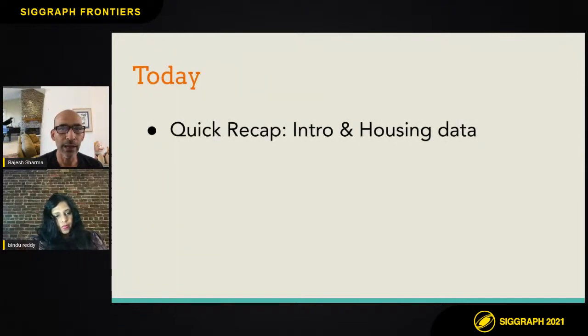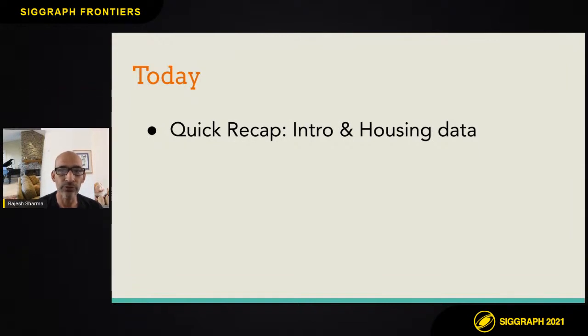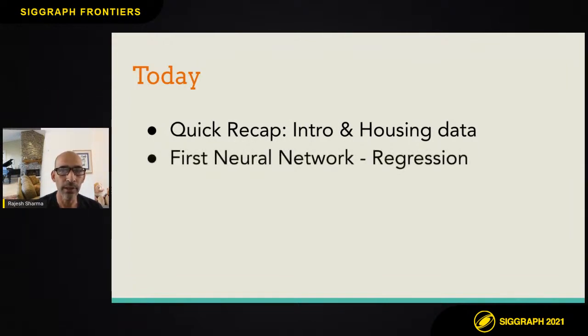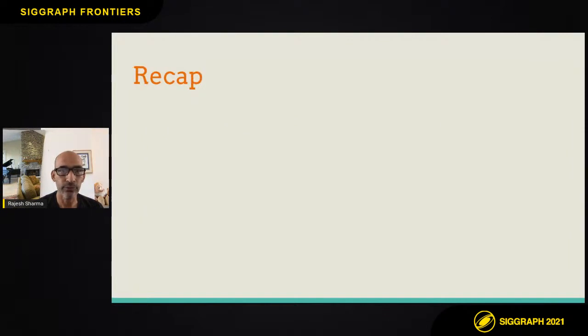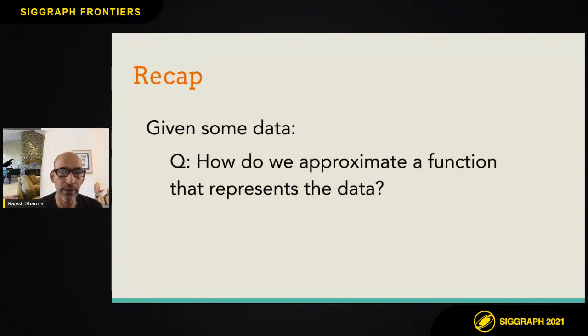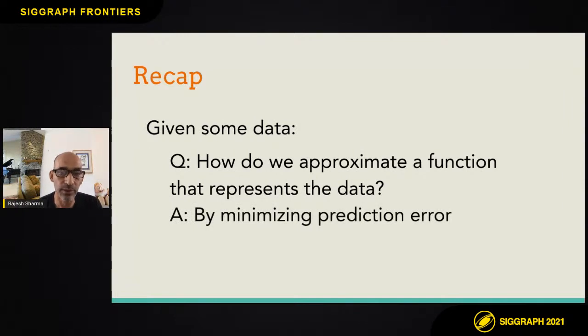So we'll do a quick recap. We talked about the introduction and the housing data that we looked at last time, and we'll build our first neural network for regression for predicting house prices based on the data that we have. Visualize the results, and we'll build a second neural network for classification. And just to recap briefly, given some data, how do we approximate a function that represents the data? So that's the whole idea behind building the neural networks. We want to approximate a function that represents the data, and we do that by minimizing the prediction error.